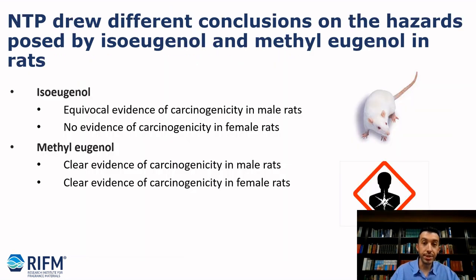Based on the clear differences in results, the NTP drew different conclusions on the carcinogenic potential from isoeugenol and methoeugenol. Isoeugenol was deemed to have equivocal evidence of carcinogenicity in males based on the small incidences of thymoma and mammary gland carcinoma, and no evidence of carcinogenicity in females. Methoeugenol, however, was deemed to have clear evidence of carcinogenicity in males and females based on the array of neoplasms observed at all doses.